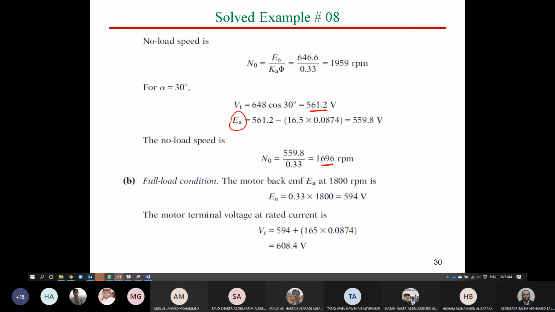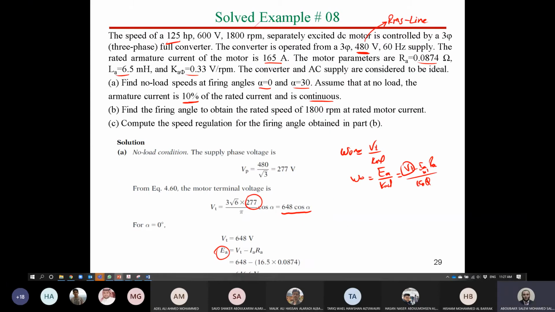So here, for instance, number B, it's required to find the firing angle to obtain the rated speed at 1800. So we have here a definite speed, and we need to obtain the value of firing angle. It's opposite to what we have made in part A. Now you have the speed and you need to obtain the firing angle.